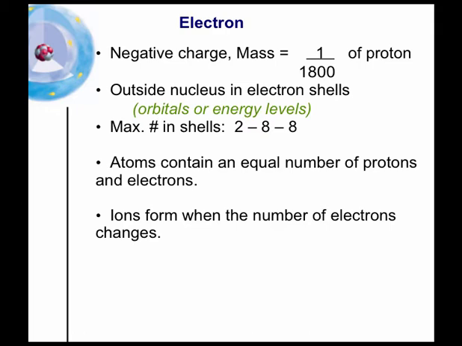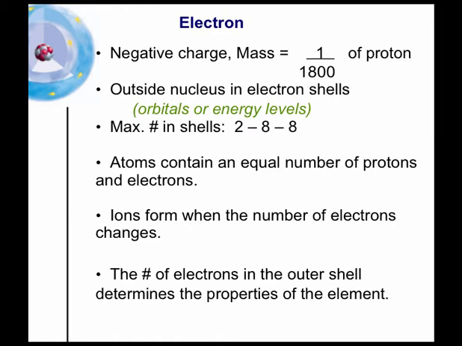And this gaining and losing of electrons is very, very important because it's the number of electrons in the outer shell that's going to determine the properties of an element. So we're going to be looking at the details of the outer shell electrons, and they're going to help us determine the properties of an element.